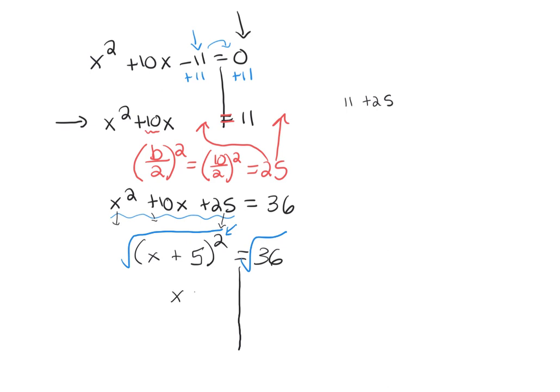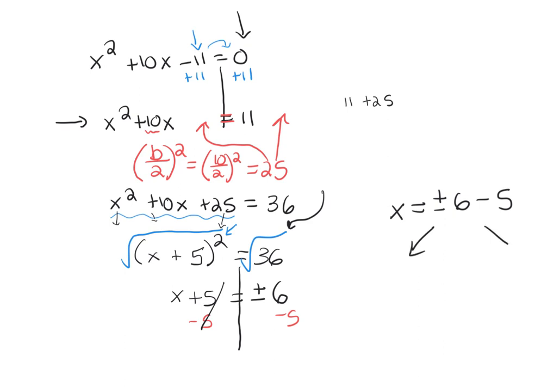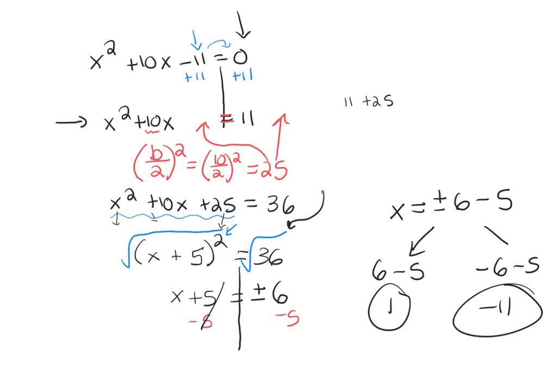On the left, I'll have x plus 5 equals, when you're solving for x and you use the square root, you have to do this plus or minus. The square root of 36 is 6. And then to finish solving, minus 5 minus 5. So what I have is x equals plus or minus 6 minus 5. This means I have 6 minus 5, which is 1, and I have negative 6 minus 5, which is negative 11. Those are my two solutions to the quadratic.